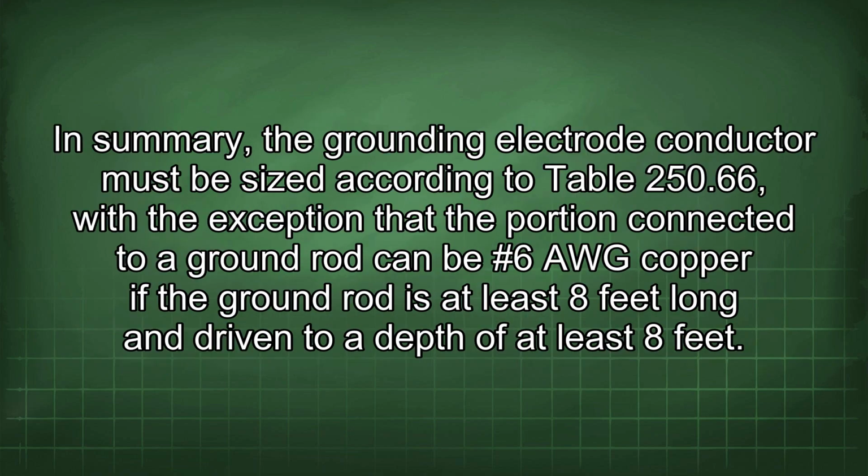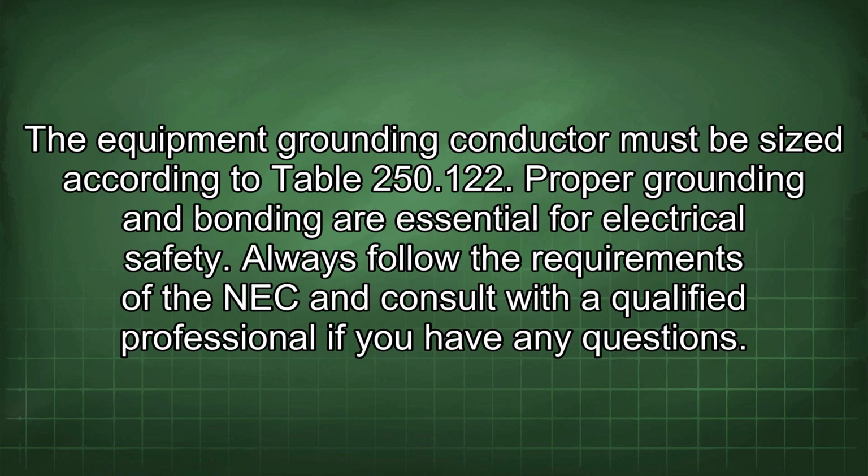In summary, the grounding electrode conductor must be sized according to Table 250.66, with the exception that the portion connected to a ground rod can be #6 AWG copper if the ground rod is at least 8 feet long and driven to a depth of at least 8 feet. The equipment grounding conductor must be sized according to Table 250.122. Proper grounding and bonding are essential for electrical safety. Always follow the requirements of the NEC and consult with a qualified professional if you have any questions.